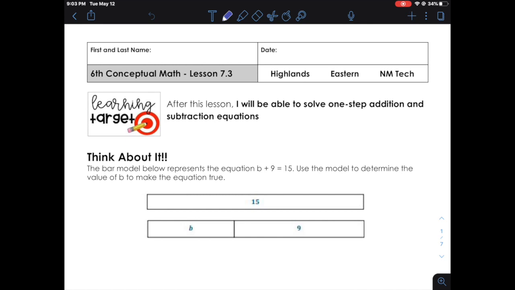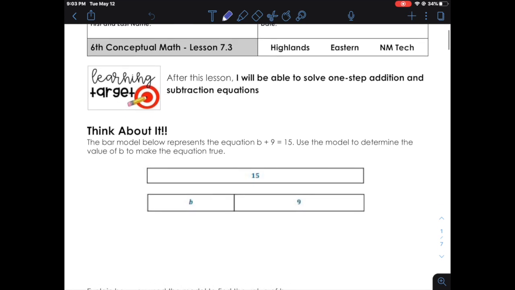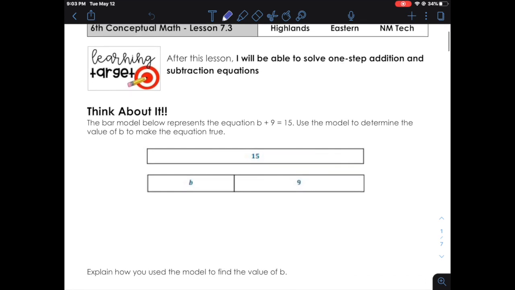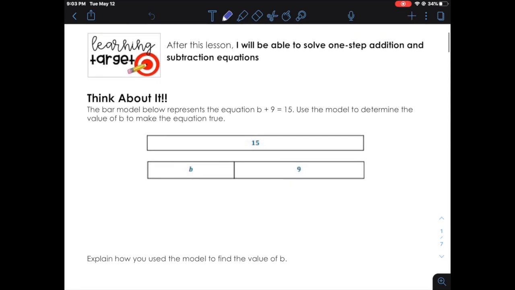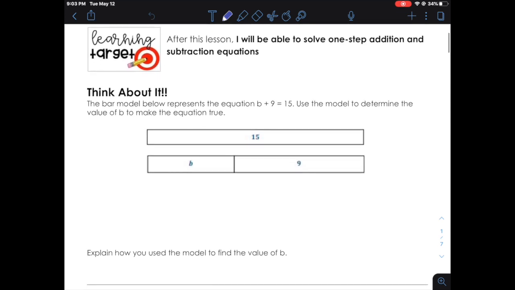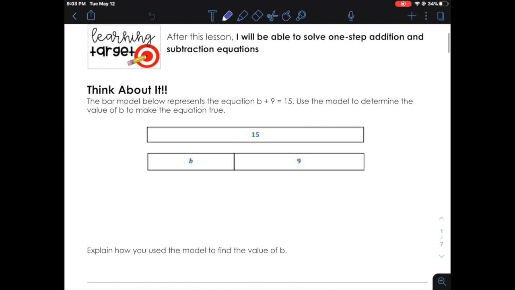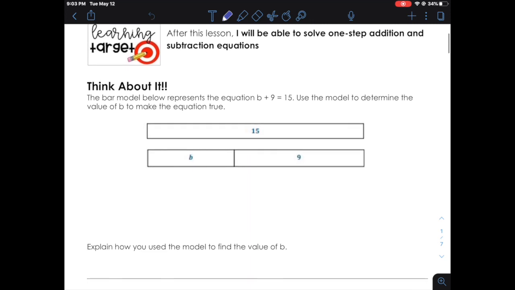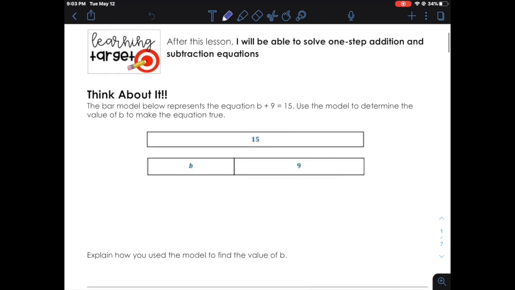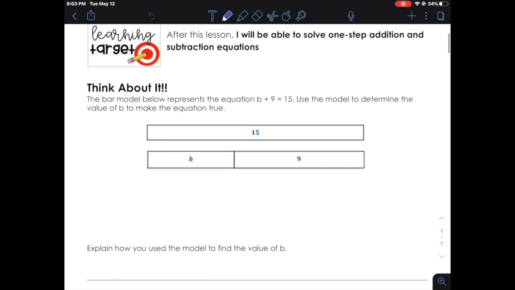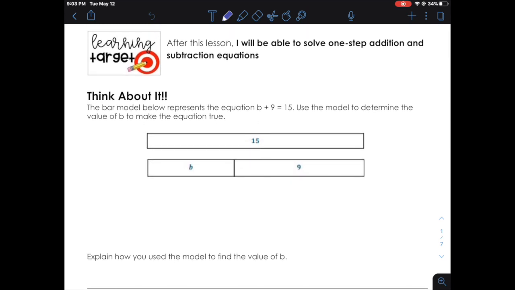So your think about it says, the bar model below represents the equation b plus 9 equals 15. Use the model to determine the value of b to make the equation true. Then it wants you to explain how you use the model to find the value of b. Go ahead and pause the video and see if you can work it out. All right, guys, we're back.